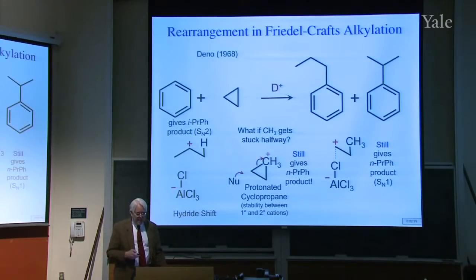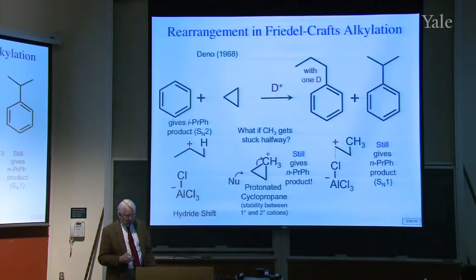Now, in fact, Norman Deno at Penn State University in 1968, unbeknownst to me, had actually done that reaction. He took benzene and cyclopropane and reacted it with acid and got these products, right? And he used deuterium here. So there's deuterium in this normal propyl benzene, just one deuterium.